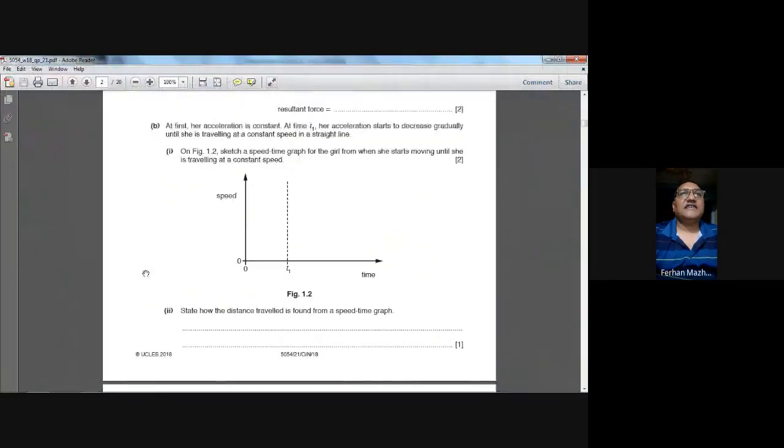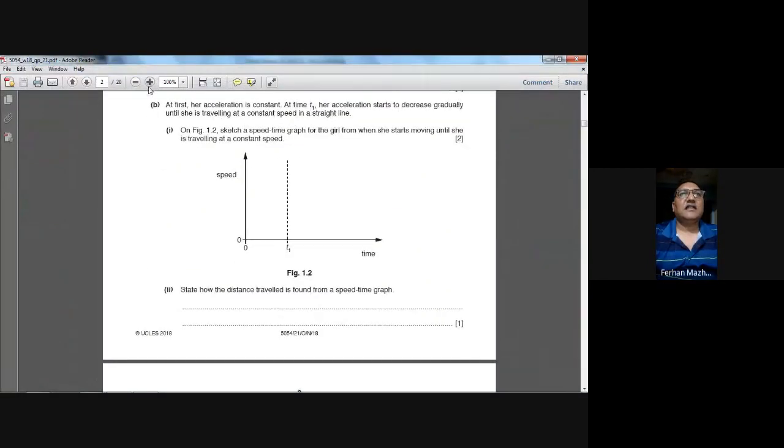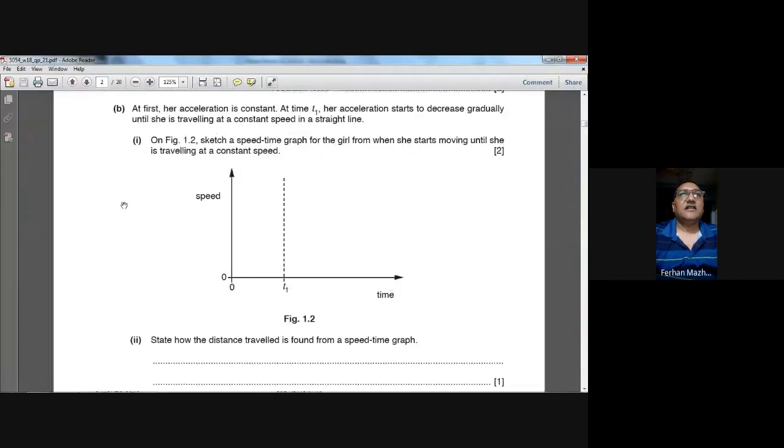In the B part, he says, at first, her acceleration is constant. At time t1, her acceleration starts to decrease gradually until she is traveling at a constant speed in a straight line. On figure 1.2, sketch a speed-time graph for the girl from when she starts moving until she is traveling at a constant speed. Okay, so it's a two marks question, and we have to draw on the given graph.